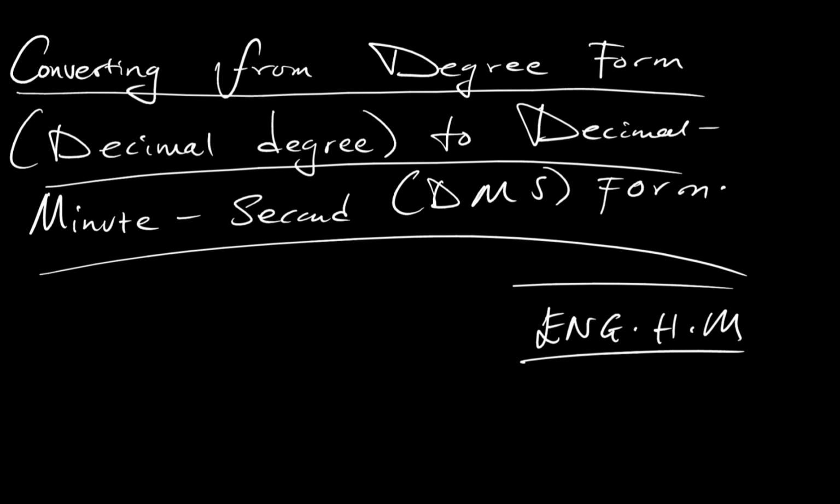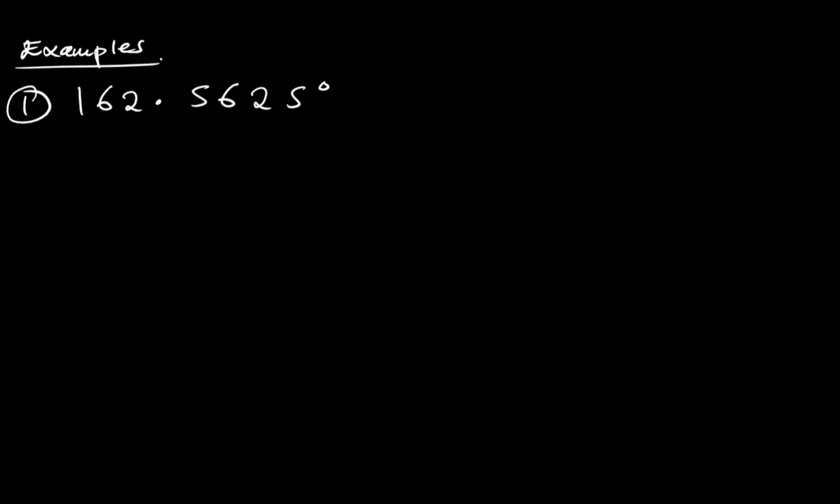Alright, let's get to it. So let us also understand this concept with examples. Say you have a given degree form. Let's pick at random. Say we have 162.5625 degrees. So one thing you should know is this.